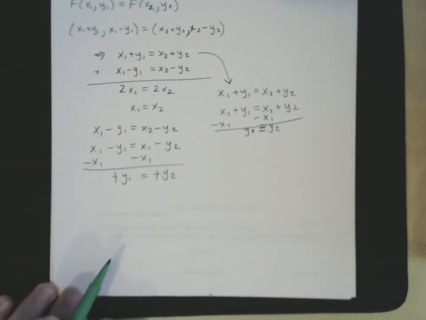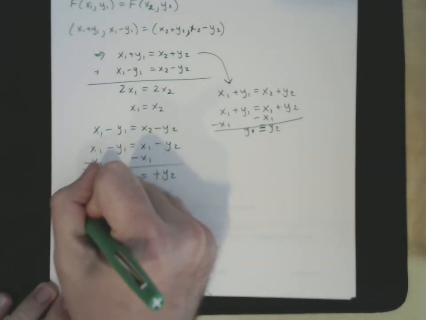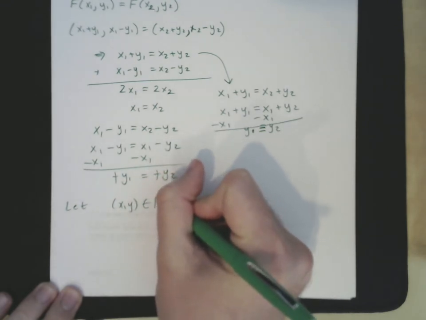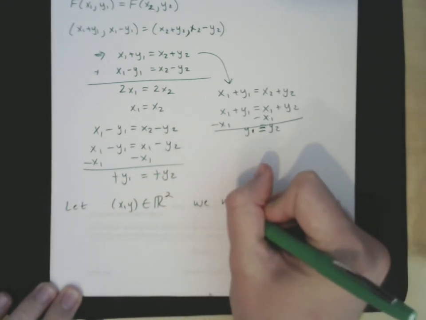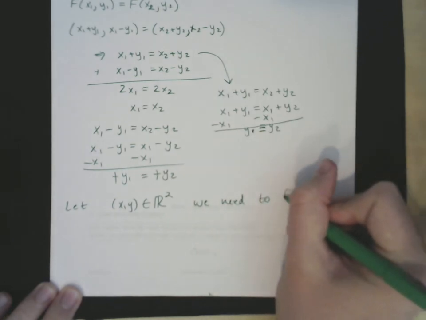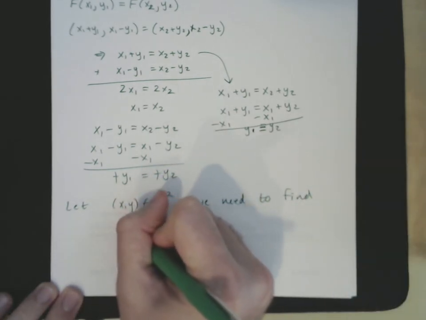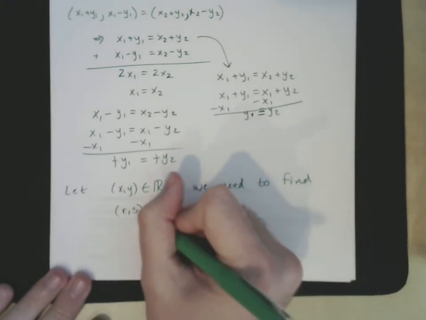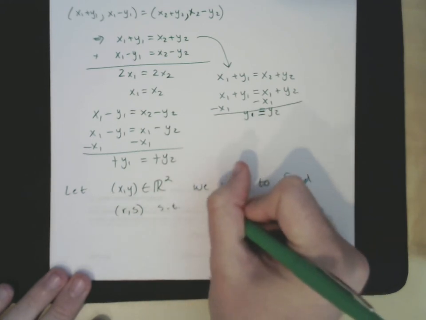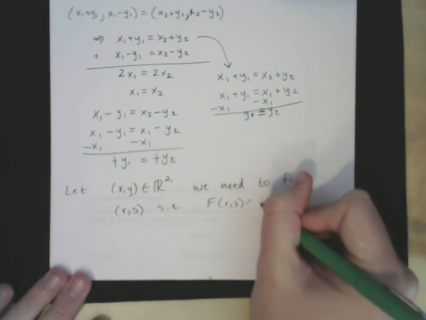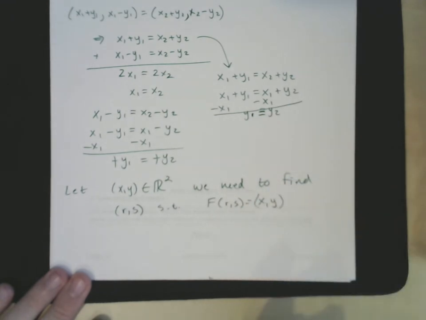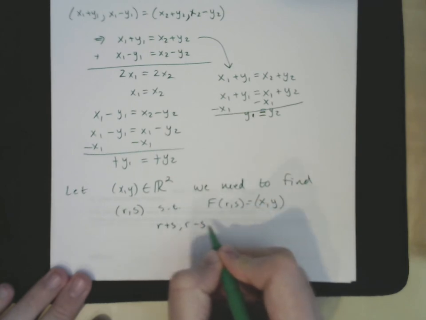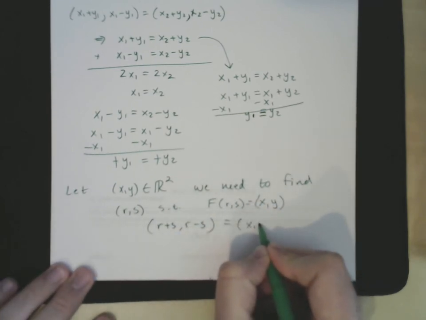For surjectivity, this is where scratch work becomes really important. So we're just going to let (x, y) be an element of R2, and we need to find, I'm going to use different letters to set it apart, the r and s, such that f(r, s) equals (x, y). Well, f(r, s) would be (r plus s, r minus s), and this has to equal (x, y).